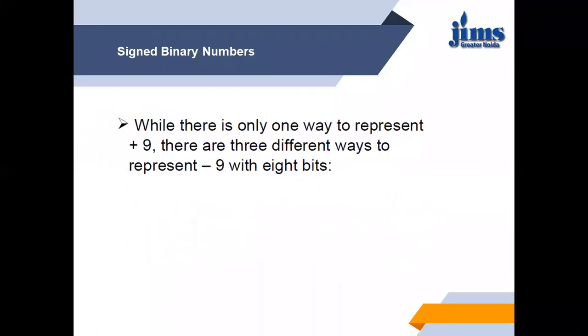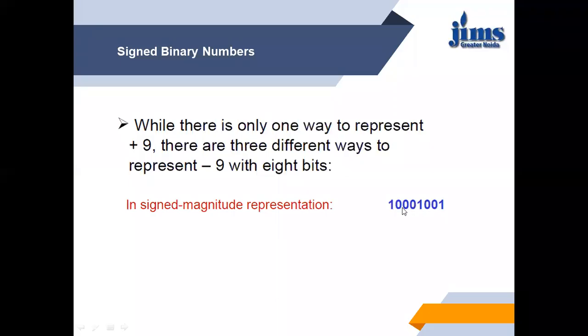Now, while there is only one way to represent plus 9, there are 3 different ways to represent minus 9 with 8 bits. The first representation is the sign magnitude representation, in which we just change the leftmost bit from 0 to 1. Then the number becomes minus 9. So here the leftmost bit is 1, and this magnitude represents 9. So it is minus 9.